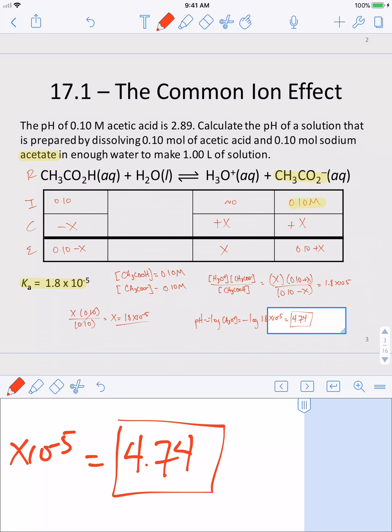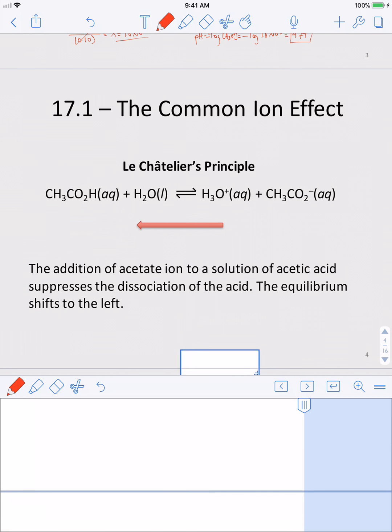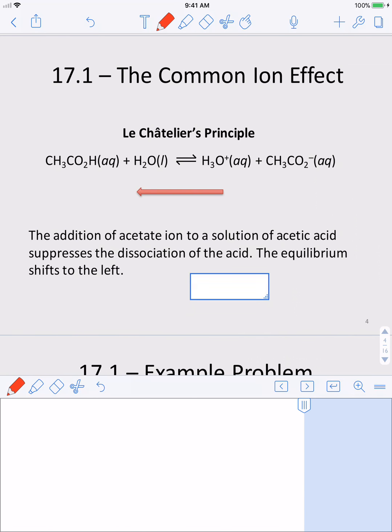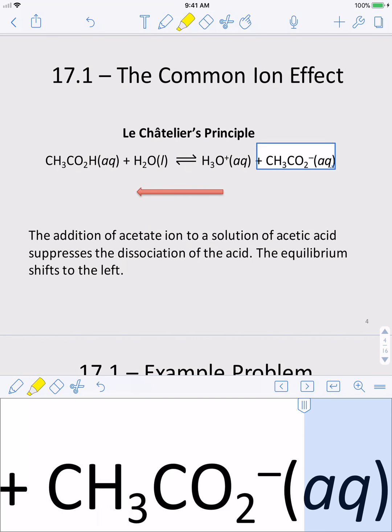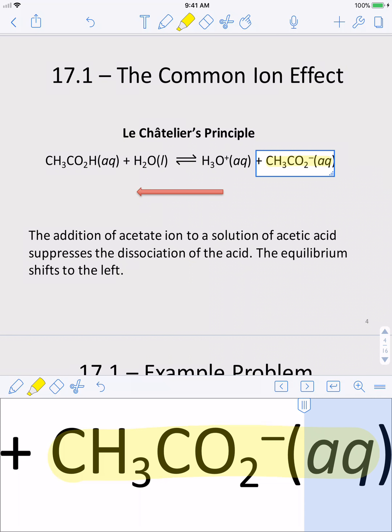All right, so that's the common ion effect. If you look here at the common ion effect, it's really just Le Chatelier's principle again, right? So we add acetate, we're perturbing the system by adding some acetate. That extra acetate is going to shift the reaction in the reverse direction. It's going to suppress the dissociation of acetic acid.